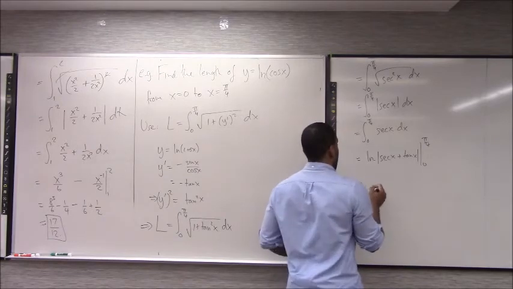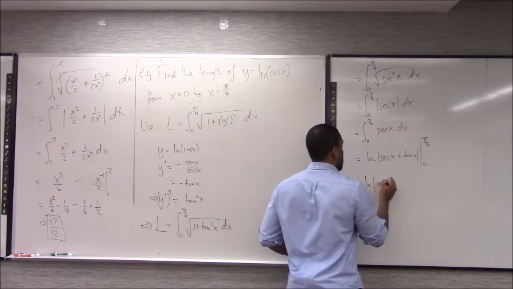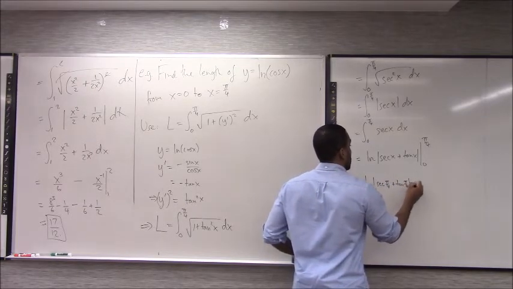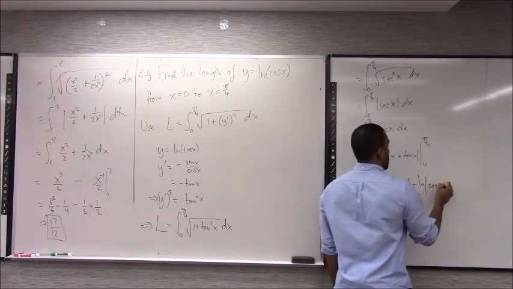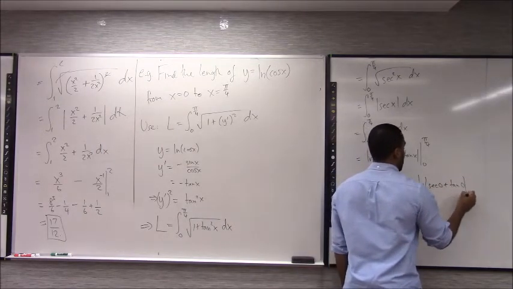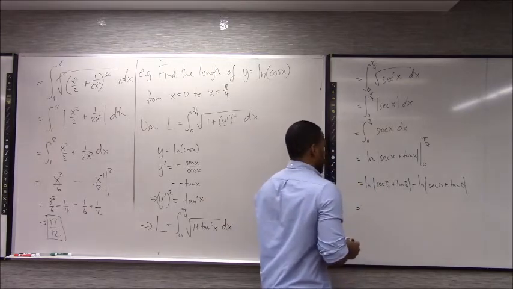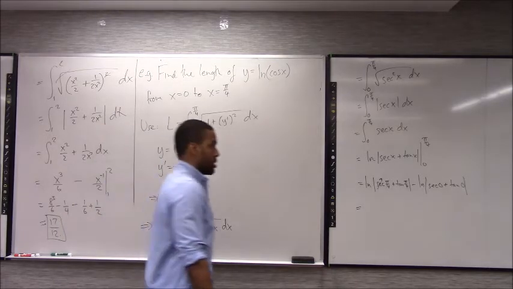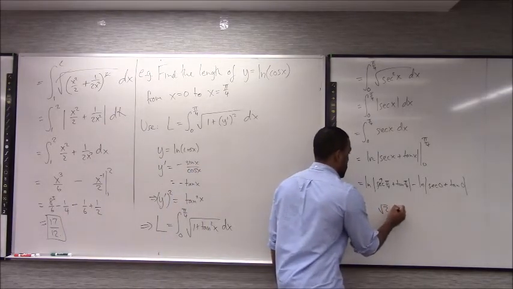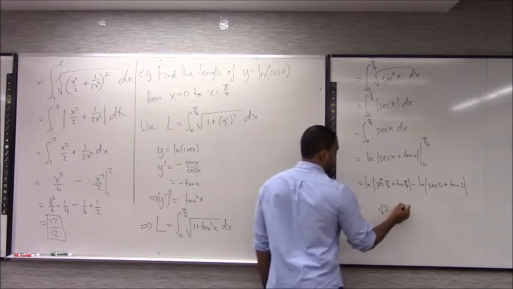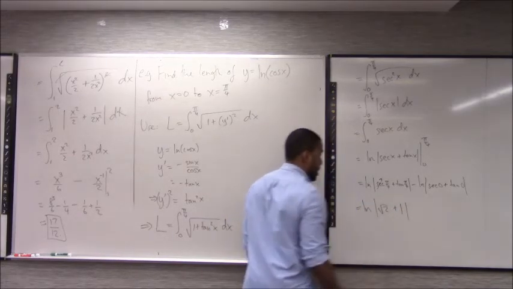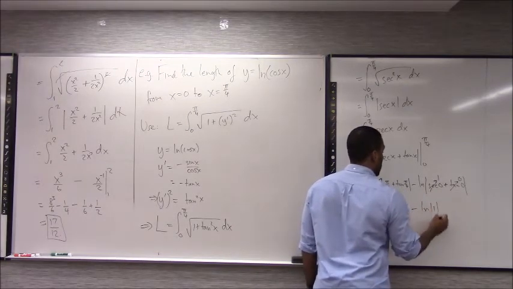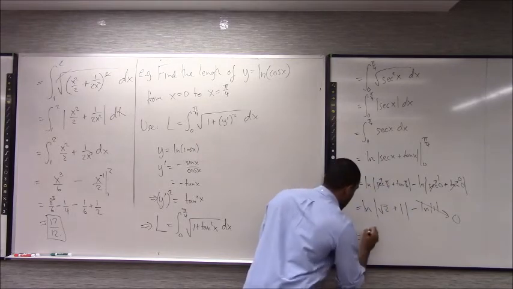And so here we have ln of secant pi over 4 plus tangent of pi over 4, minus ln of secant 0 plus tangent of 0. Cosine of pi over 4 is 1 over radical 2, so the secant is just radical 2. Tangent of pi over 4 is 1. This is ln of that, minus ln of 1, since secant of 0 is 1 and tangent of 0 is 0. Log of 1 is 0, so this can cancel.